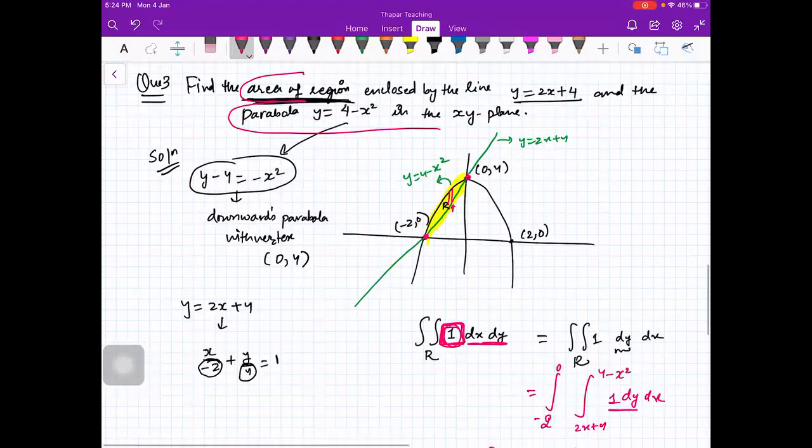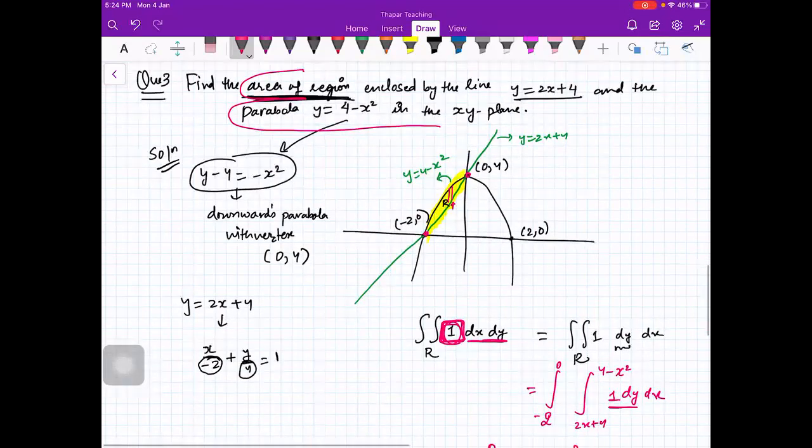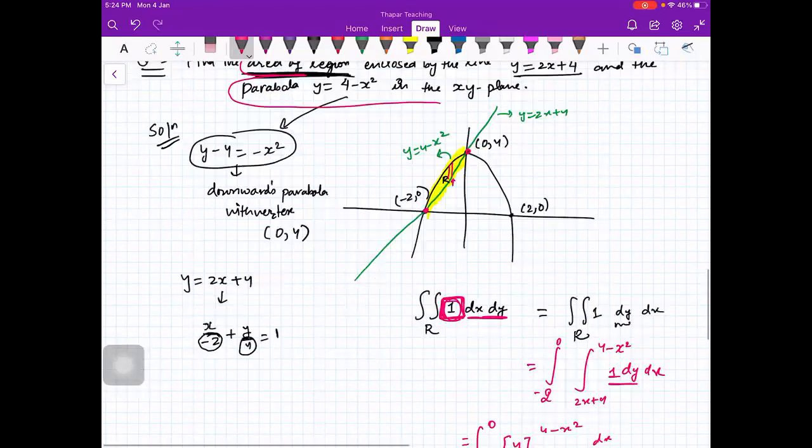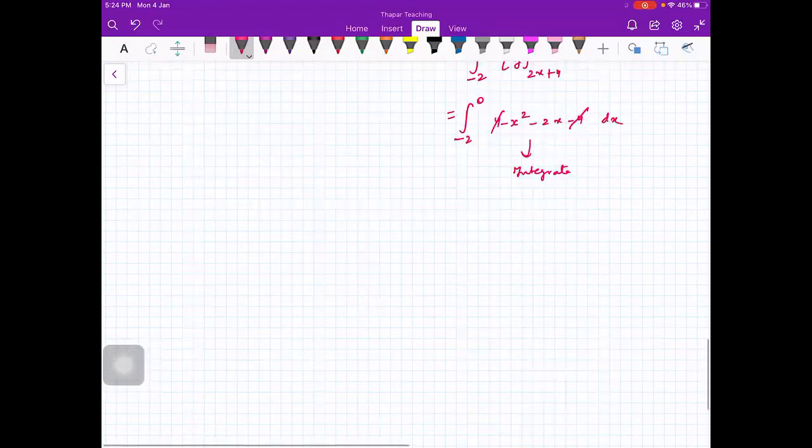Let us move on to the next question. Question number 4. Any doubt till here? Beta, please ask. Question number 4 is, find the area of the triangular region. It is similar to question number 3, so you can do that.